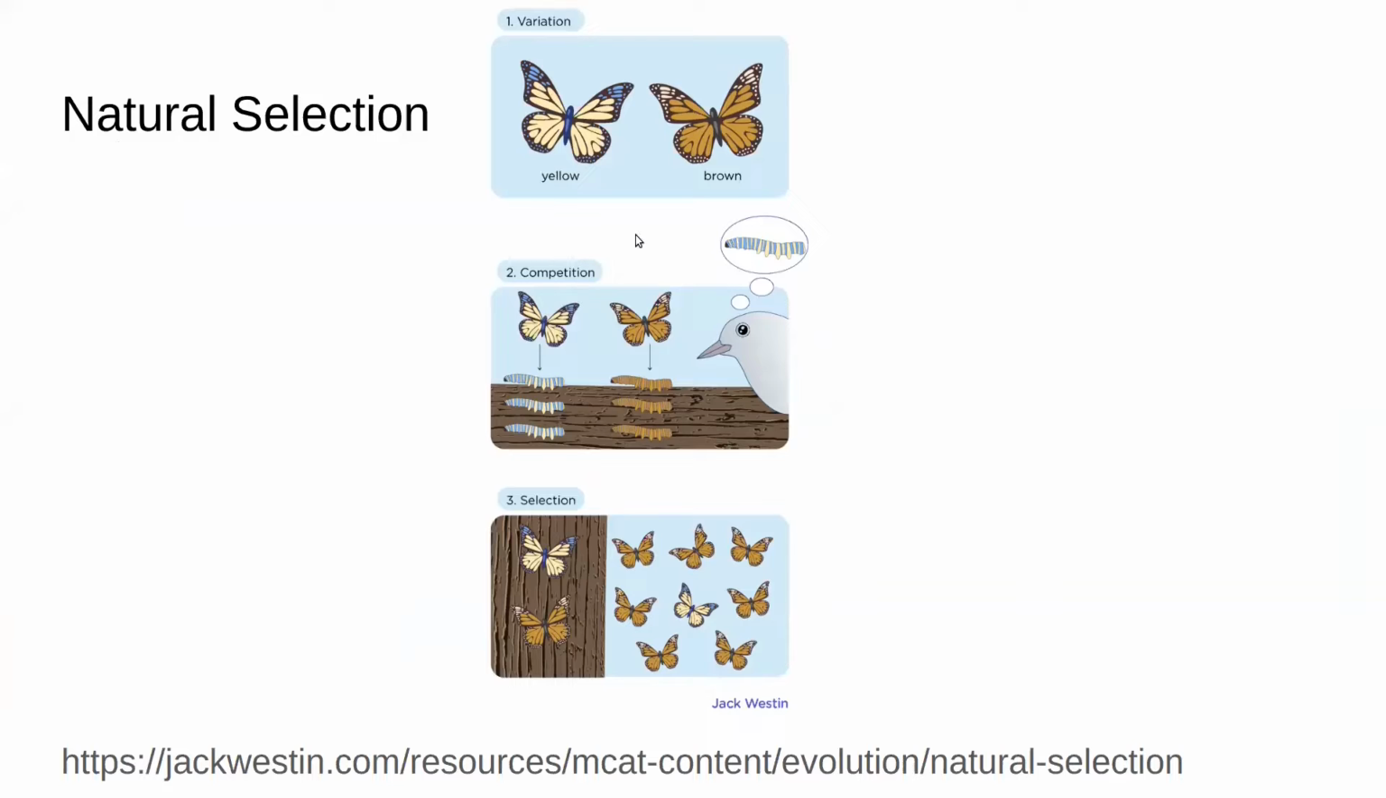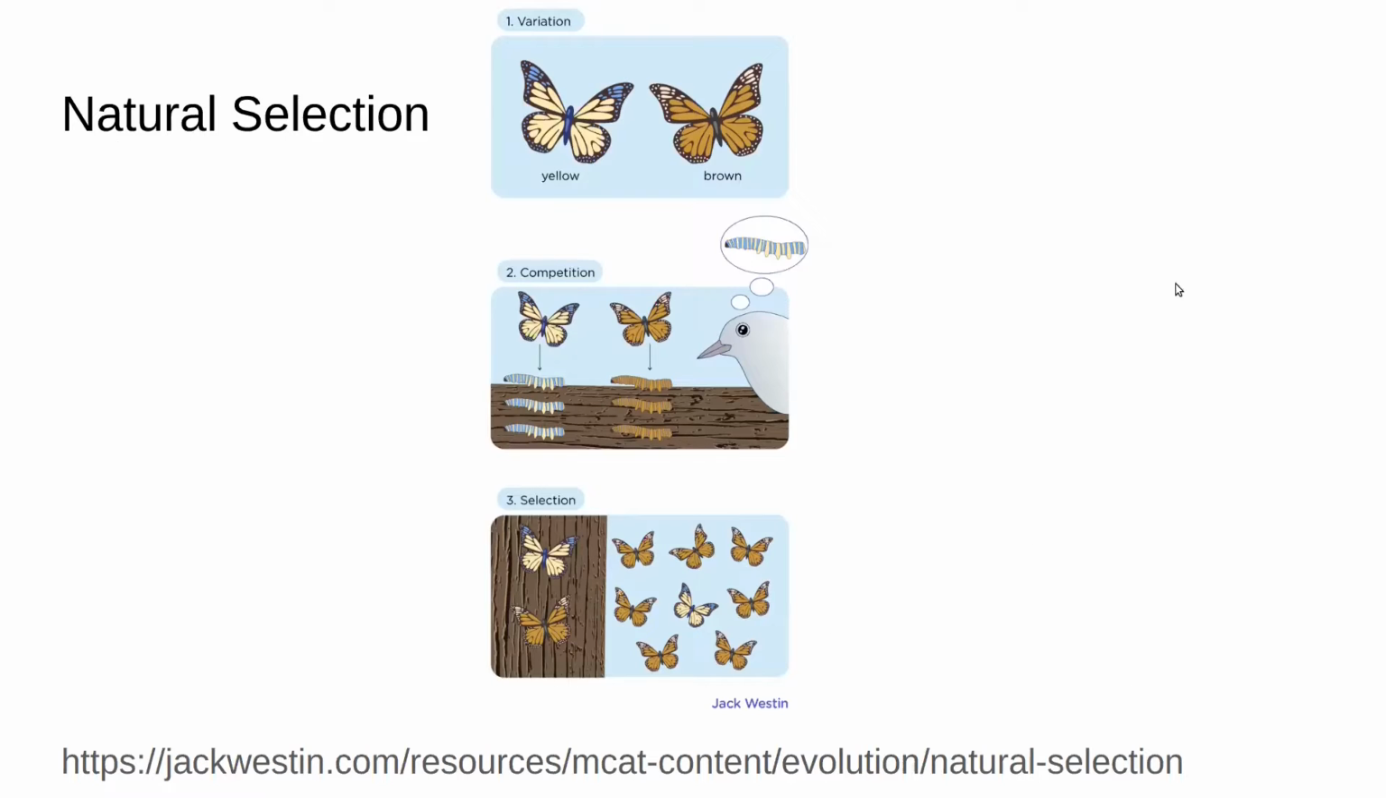In this case, you have a bird that wants to eat butterflies and their caterpillars. If the caterpillar happens to be brown, then it's harder for the bird to see it. And those caterpillars will end up being more common because they aren't eaten. If their brown color is passed on to their offspring, then over time, the population of butterflies will become mostly brown.